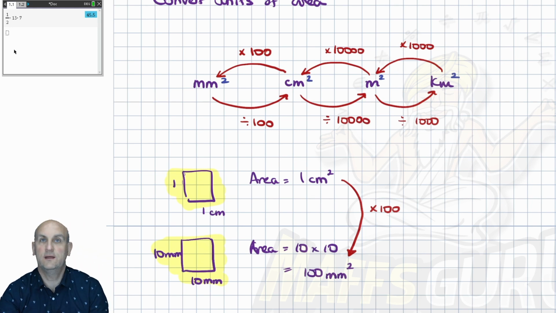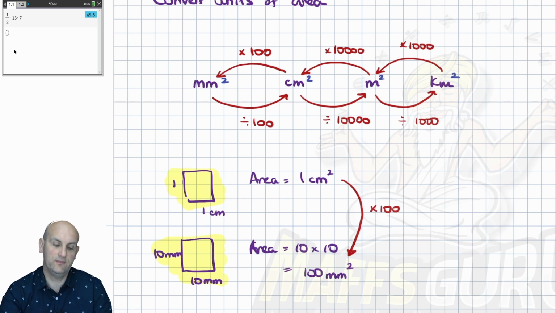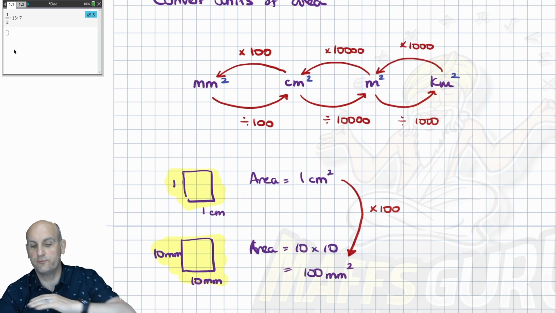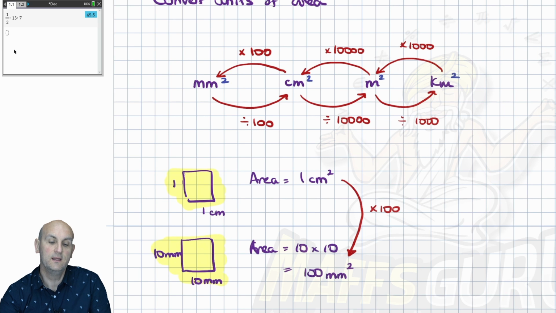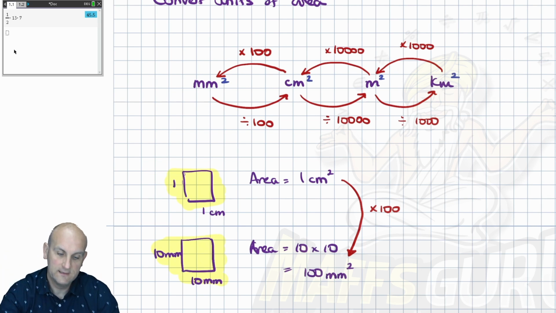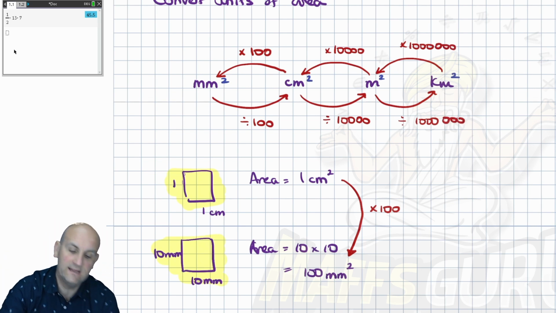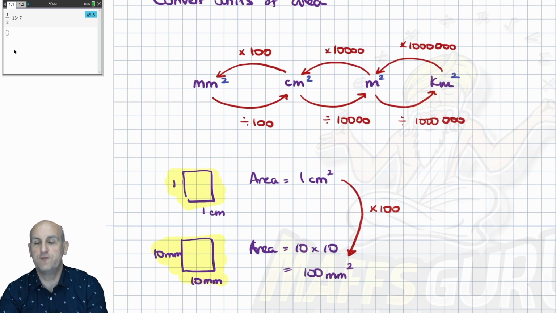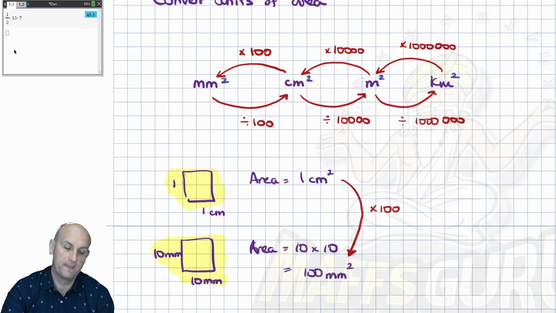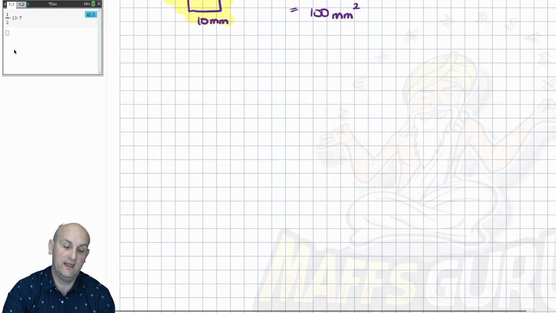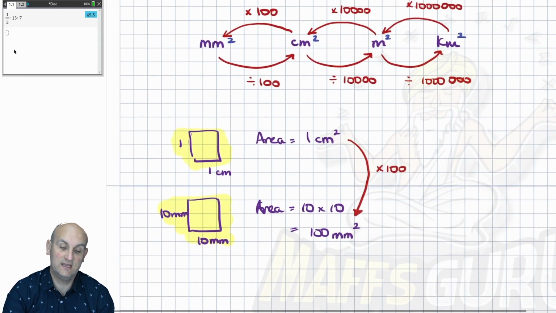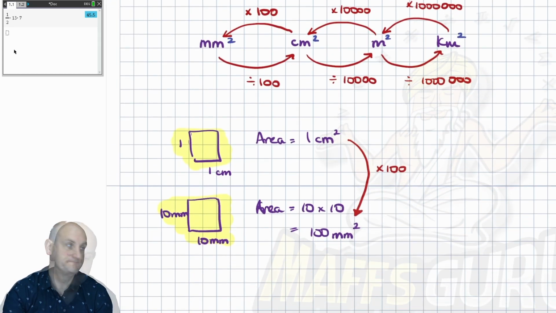So actually, we're going to end up with 10,000 going that way, right? Because we're doing 100 times 100, which is 10,000. And from kilometers squared to meters squared, there's 1,000, which we times twice. So it actually turns into 1 million. Now later on, we're going to write that in a different way using floaty numbers and index notation. But converting units of areas basically is using that diagram there.